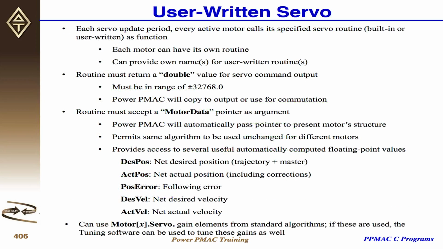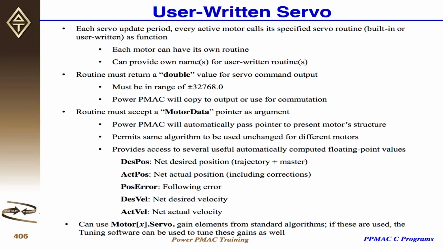So user-written servo will run for every motor that has servo control greater than 0 and has been associated with user-written servo. So this algorithm must return a double type, which represents servo command output, and must be scaled within the range of plus or minus 32768.0. And then PMAC will use the result of that algorithm for the servo loop.